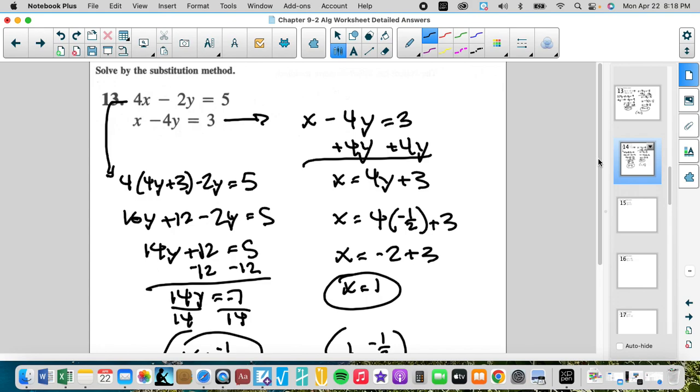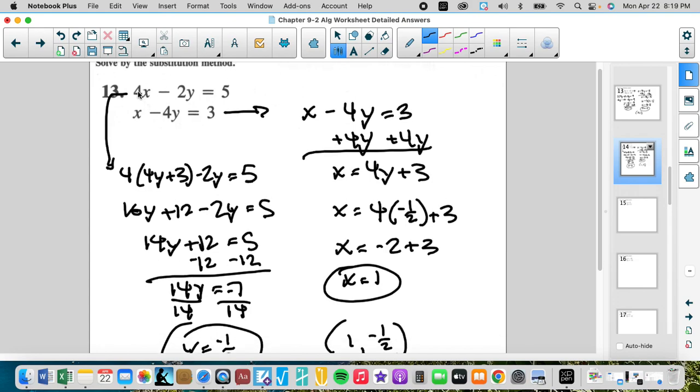4, what's that? We got 4 times 1 is 4. Negative 2 times negative 1/2 is 1. 4 plus 1 is 5. 1 is equal to negative 4. Negative 4 times negative 1/2 gives you positive 2. And 1 plus 2 is 3. So it still checks.